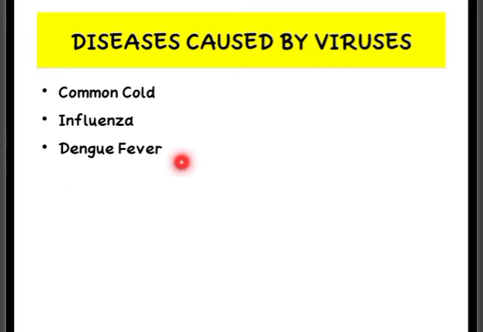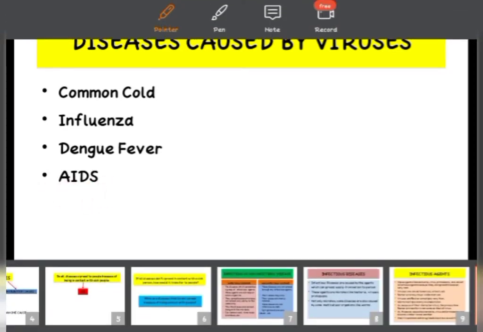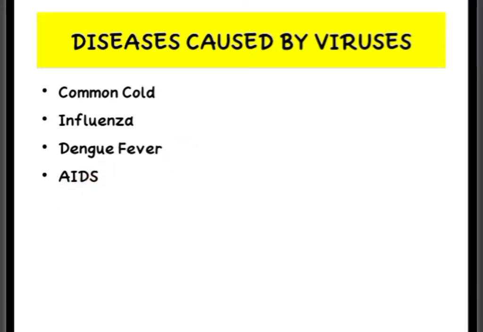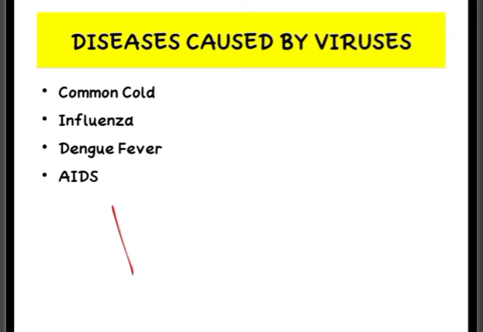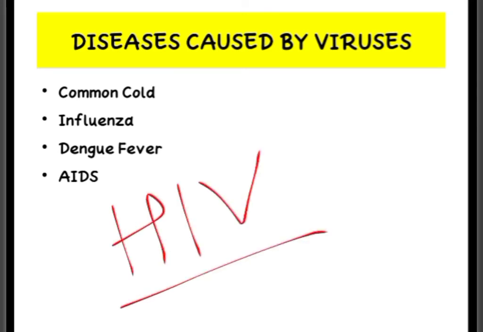And children, can you name one more disease caused by virus? There are many diseases. One of the most important diseases caused by virus is AIDS. AIDS stands for acquired immunodeficiency syndrome. This is the name of the disease, and the virus which causes this disease is HIV, that is human immunodeficiency virus.